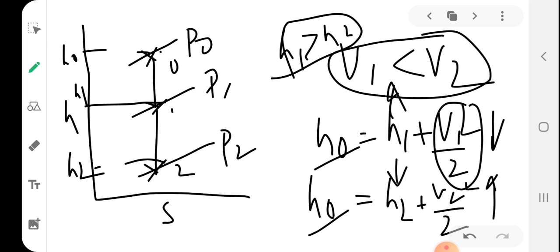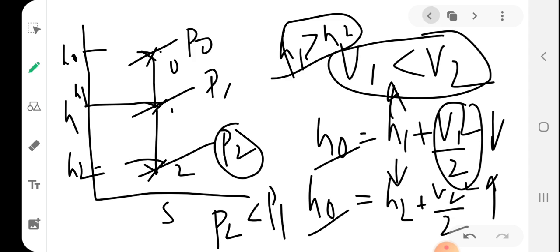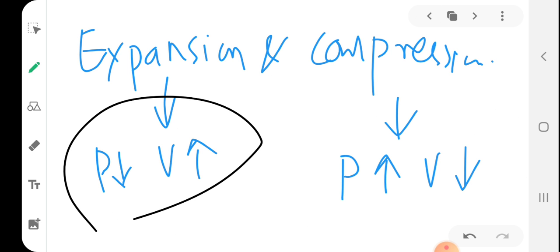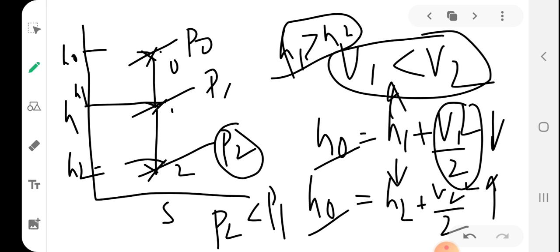So in this kind of flow from 1 to 2, the flow accelerates, which means at cross section 2, pressure P2 will be lower than P1, right? The pressure is decreasing, velocity is increasing. So such kind of flow is nothing but expansion flow. So in expansion flow, P2 will be at a lower position than P1.